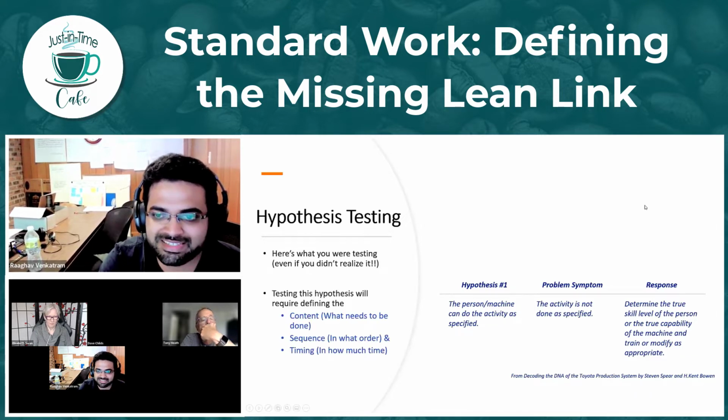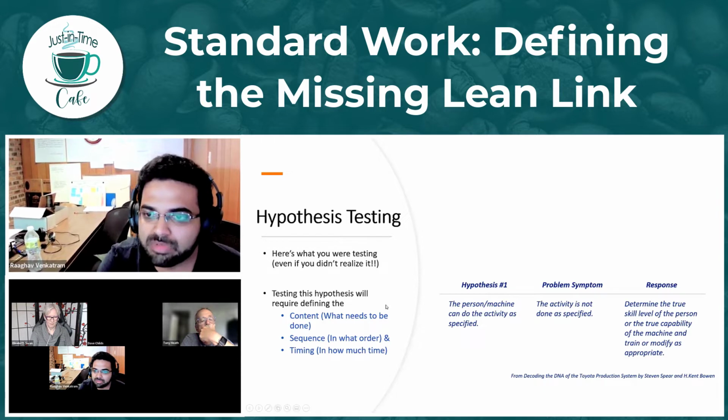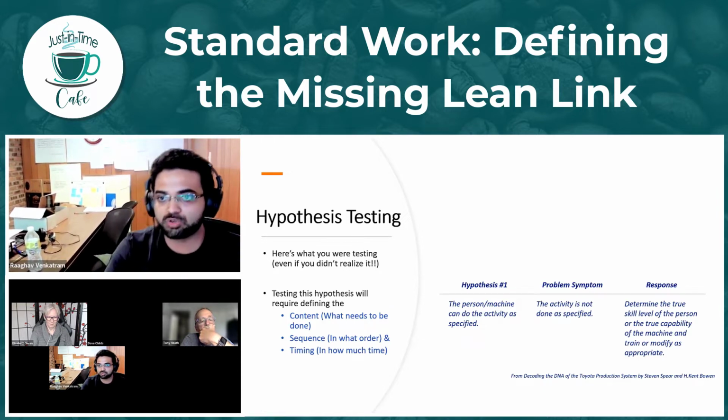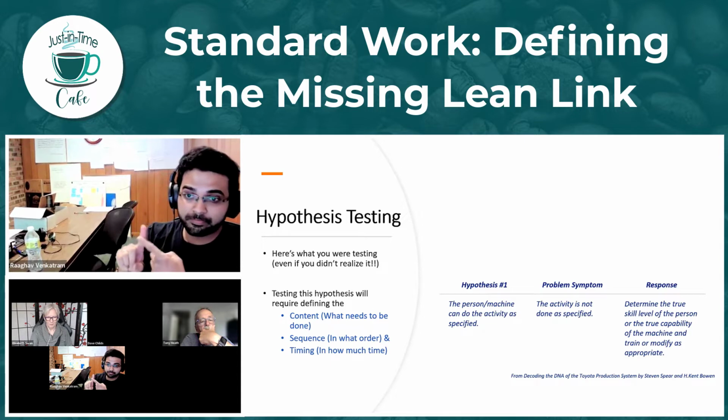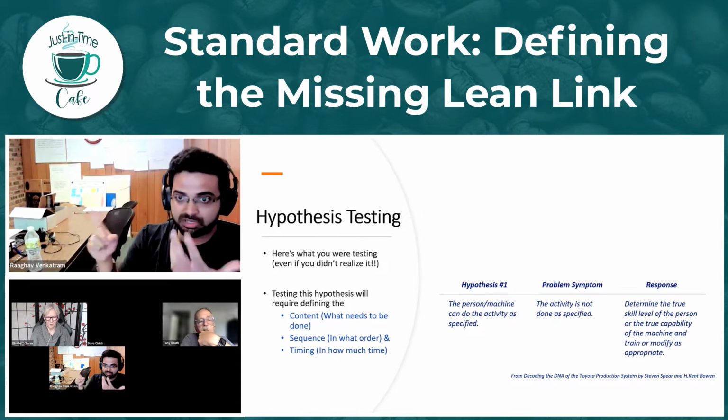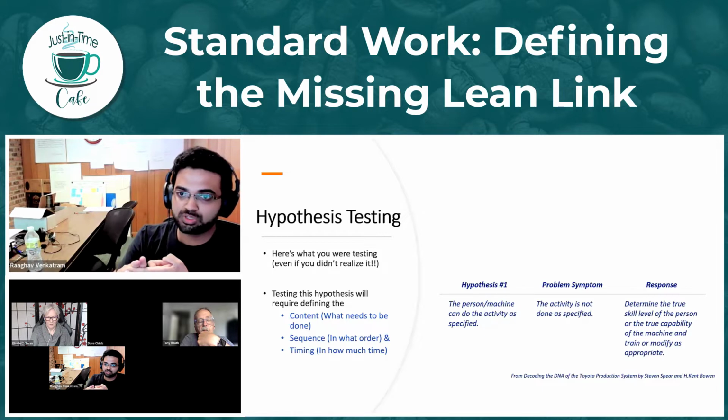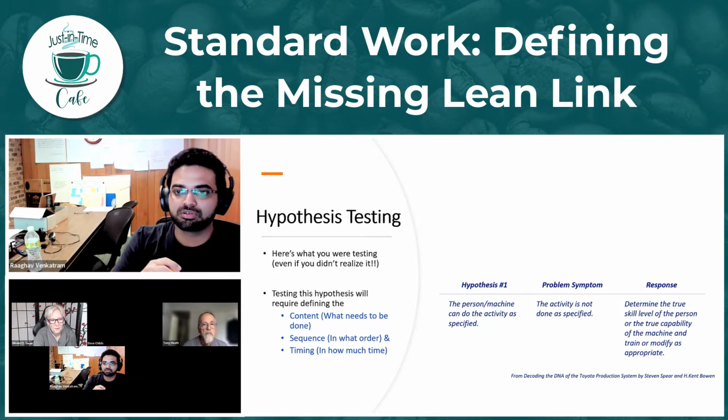So in order to test this hypothesis, you would need these three elements of standard work. You would need to know the content, what needs to be done, right? That's the work itself. Number two, you would need to know the sequence, in what order should these tasks be done. Number three, you should know the timing, in how much time should each step and hence the entire task be completed. Whether you know it or not, you are running this hypothesis every single time you are observing someone operate a certain process. We don't even know it most of the time.